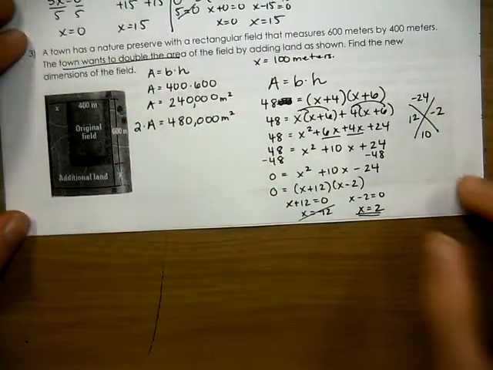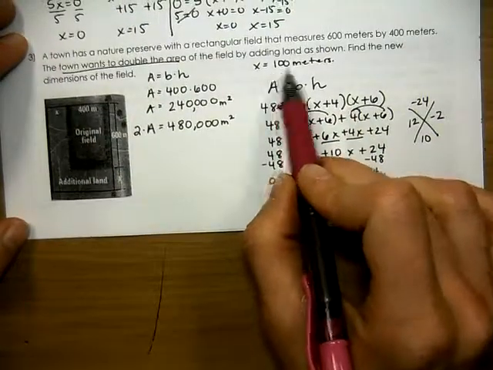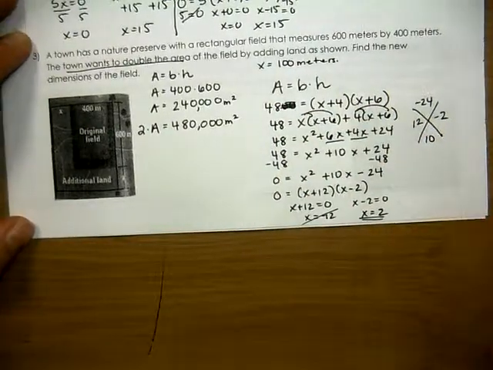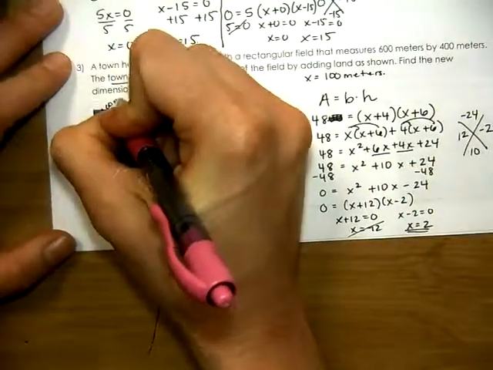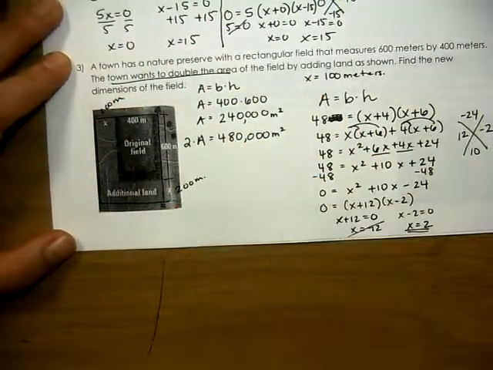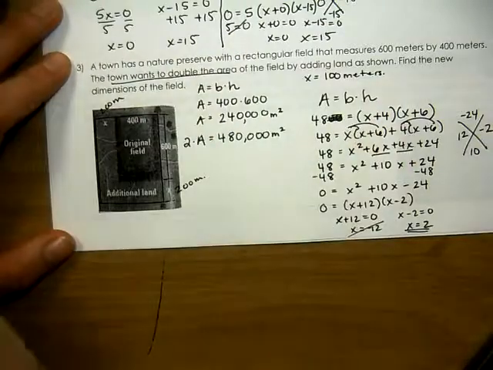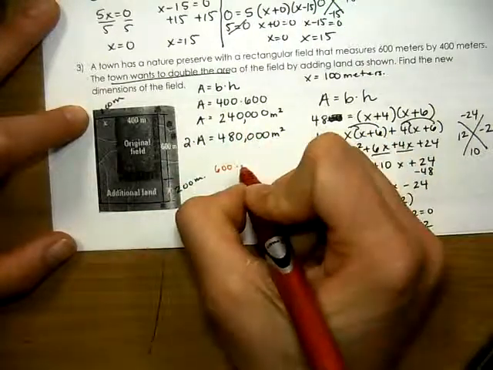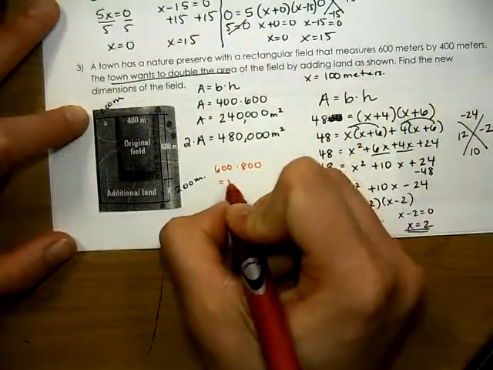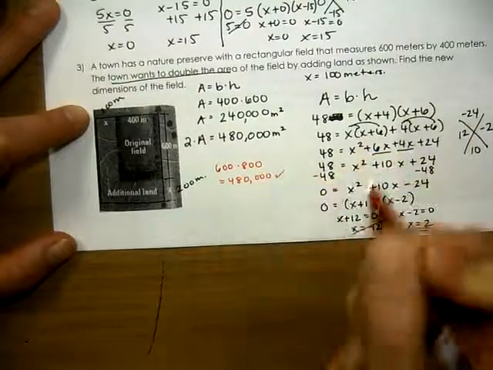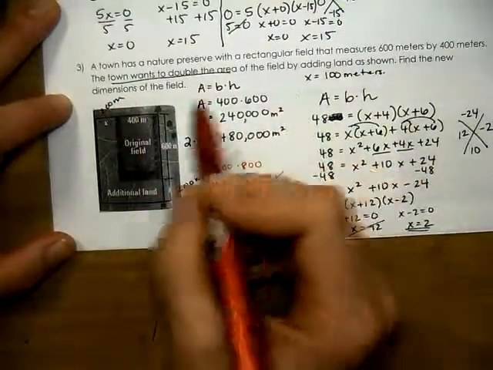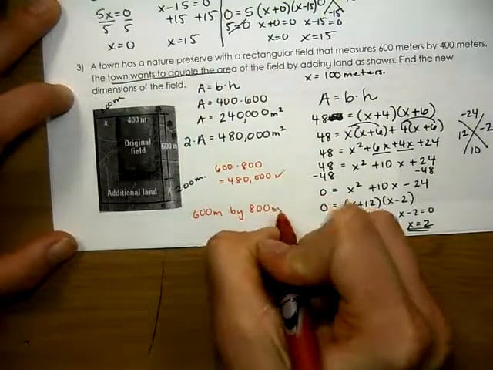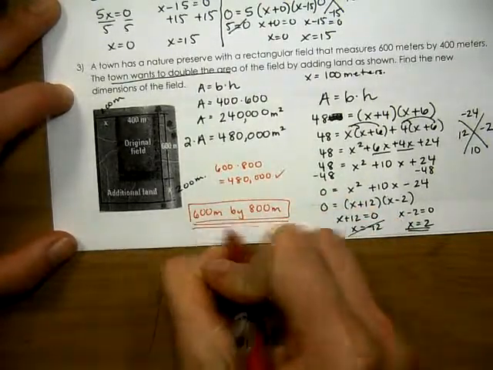But remember we said x is 100 meters, or it's in hundreds of meters. So if x is 2, that would really be 200 meters. So this should be 200 meters, and this should be 200 meters. And let's just verify that this is correct. That would make this total of 600, and that would make this 800. 600 times 800 gives us that area we wanted, so we're good to go. So the dimensions now are going to be 600 meters by 800 meters. These are the new dimensions. So that's my final answer.